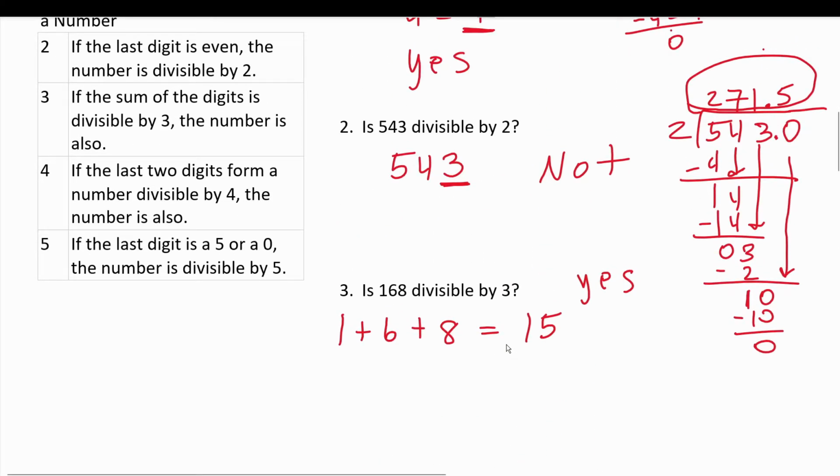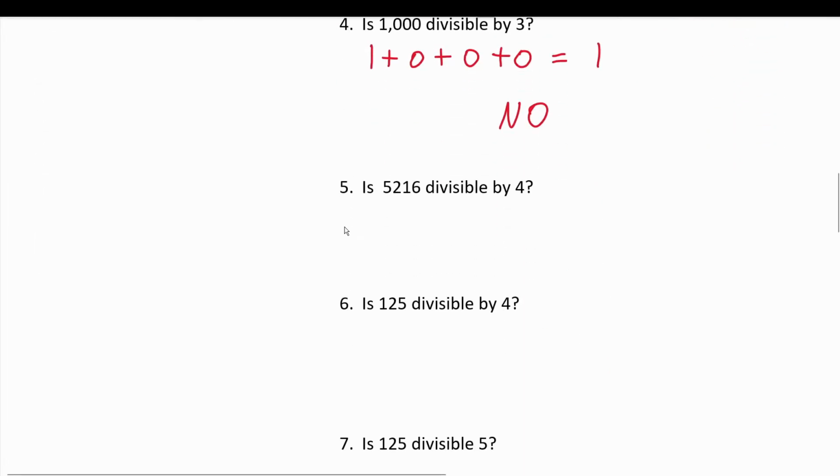All right, let's look at 4 now. 4 says, if the last two digits form a number divisible by 4, the number is also. All right, so let's apply that to a few practice problems here. Is 5216 divisible by 4? Well, according to our rule, if the last two digits of the number are also divisible by 4, then the number itself is divisible by 4.